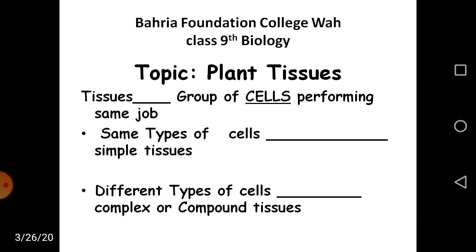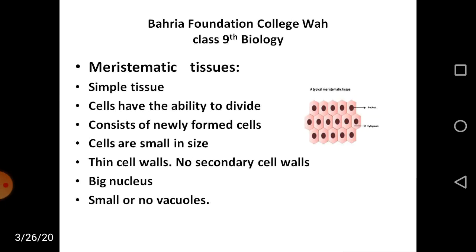Now let's start with the simple tissues. Meristematic tissues are the first type of simple tissues. These tissues have cells with thin cell walls, and the most important characteristic of these tissues is that they have the ability to divide.